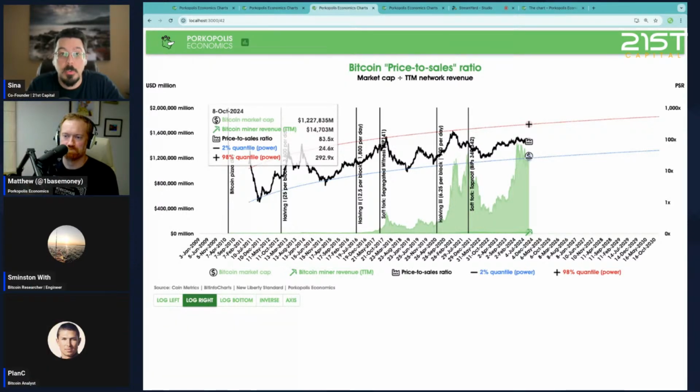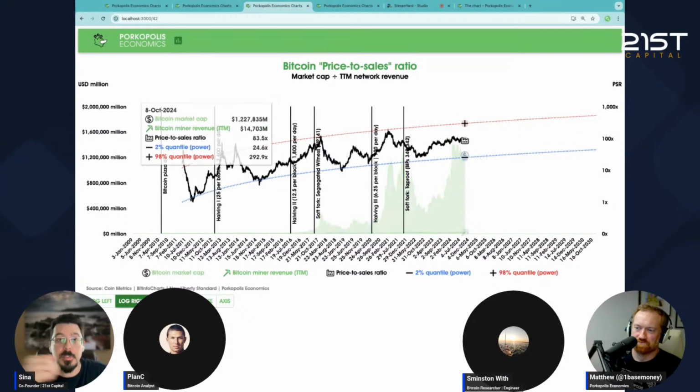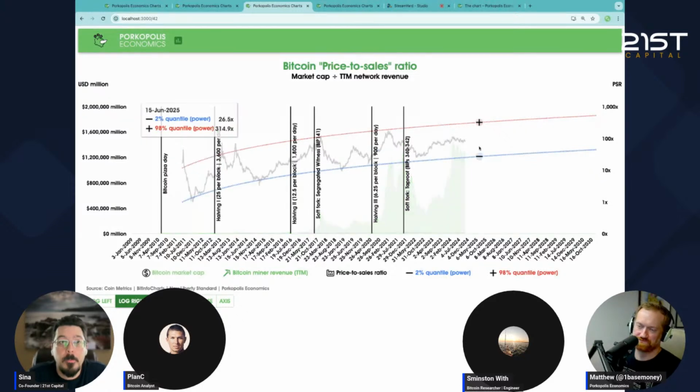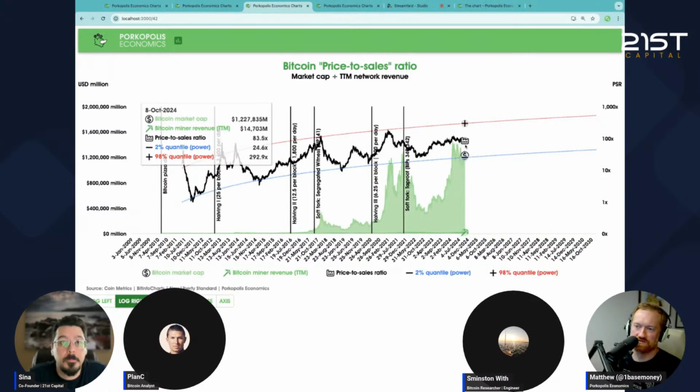Perfect. Great work. I didn't know about this chart. Thanks for presenting it. It'll be on the website soon at porkopolis.io. Great analysis. Thanks, Matthew. Thank you, guys.